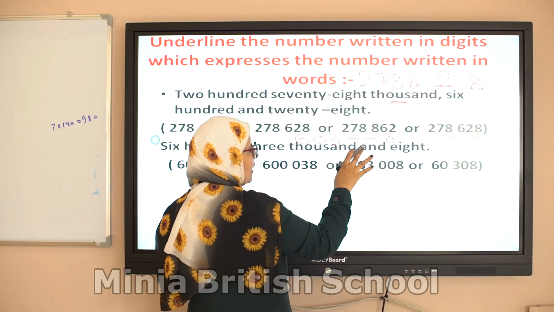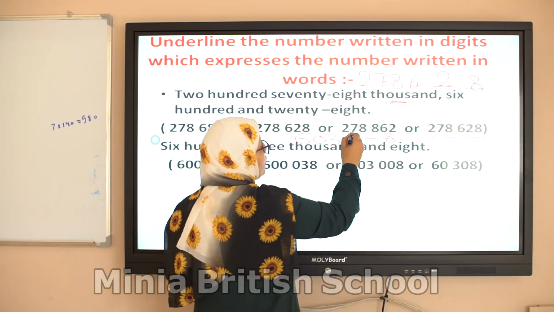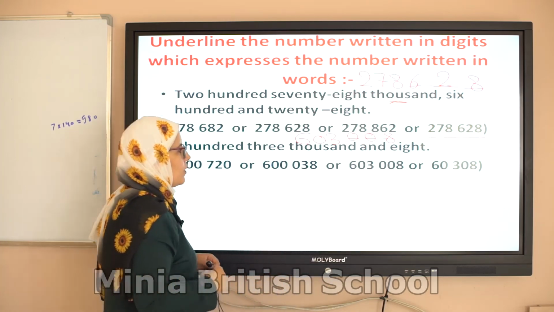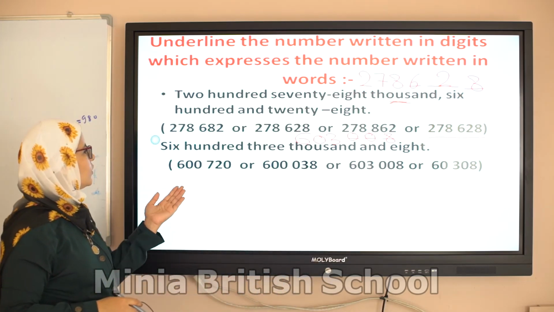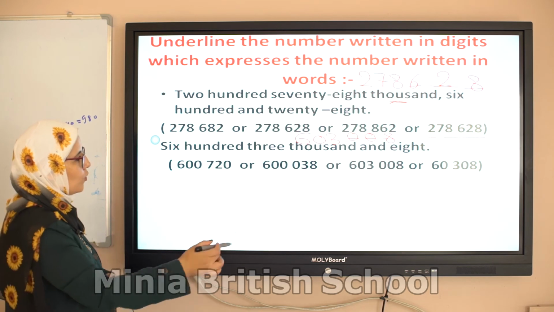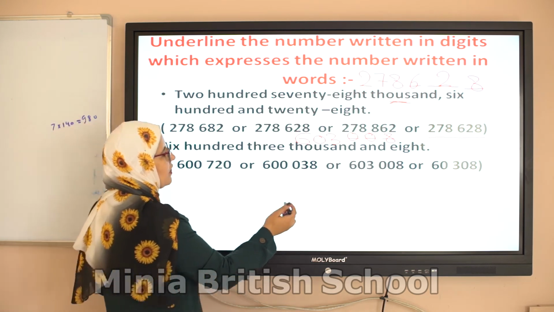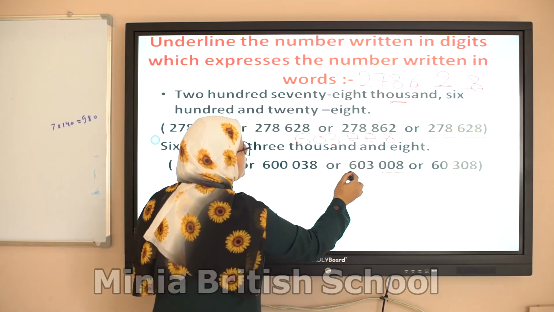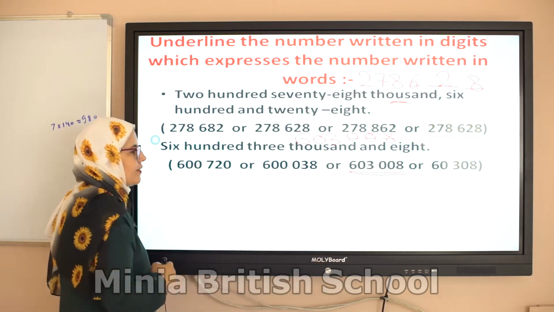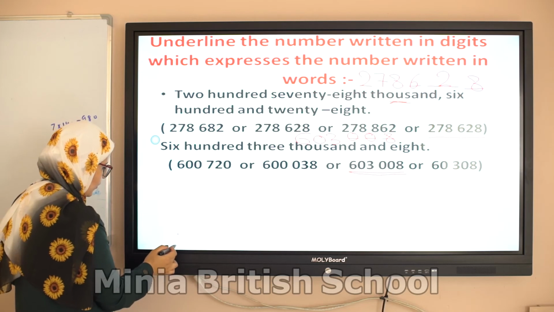What about this? I leave it? No, I will put zeros. So this is the meaning of 603 and 8. That's it. So this is the correct answer. Let's see another one.